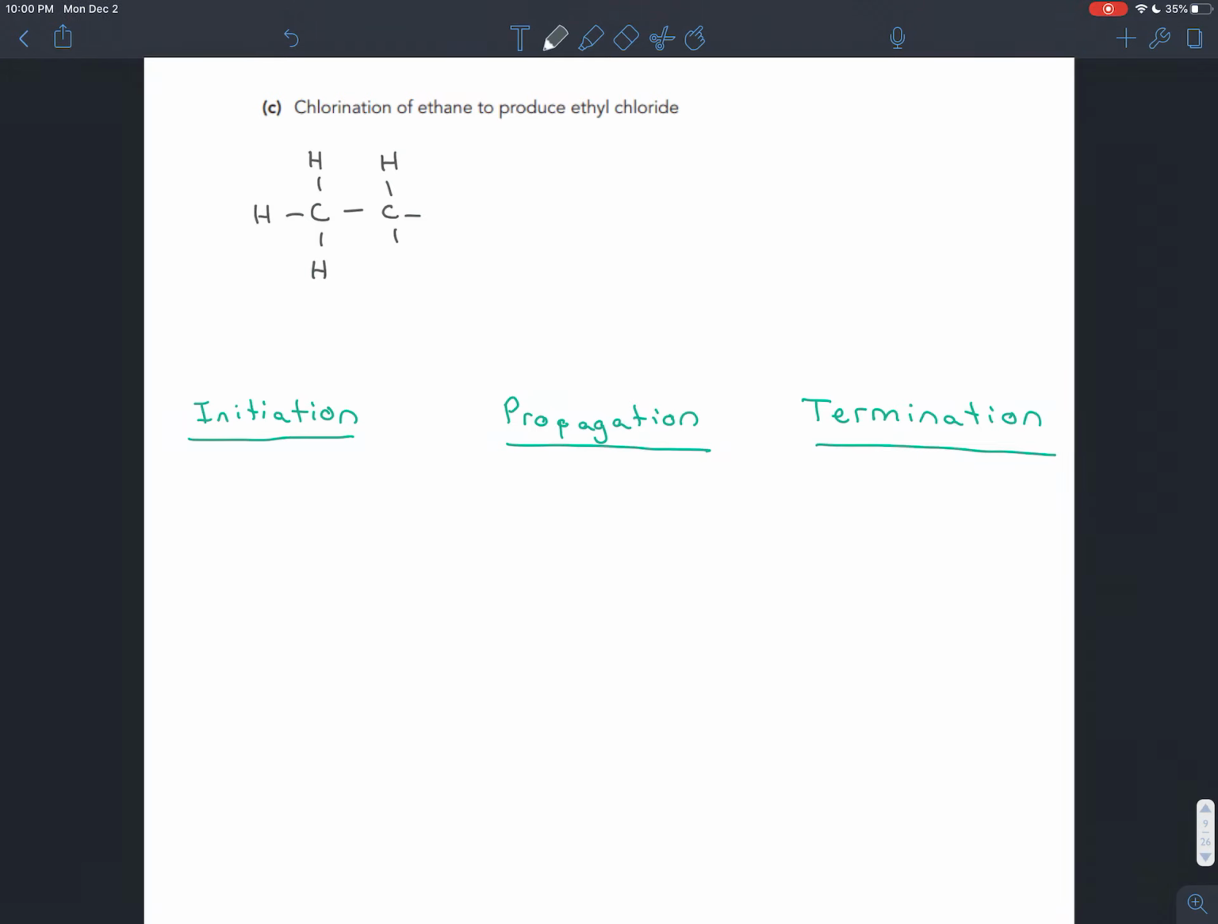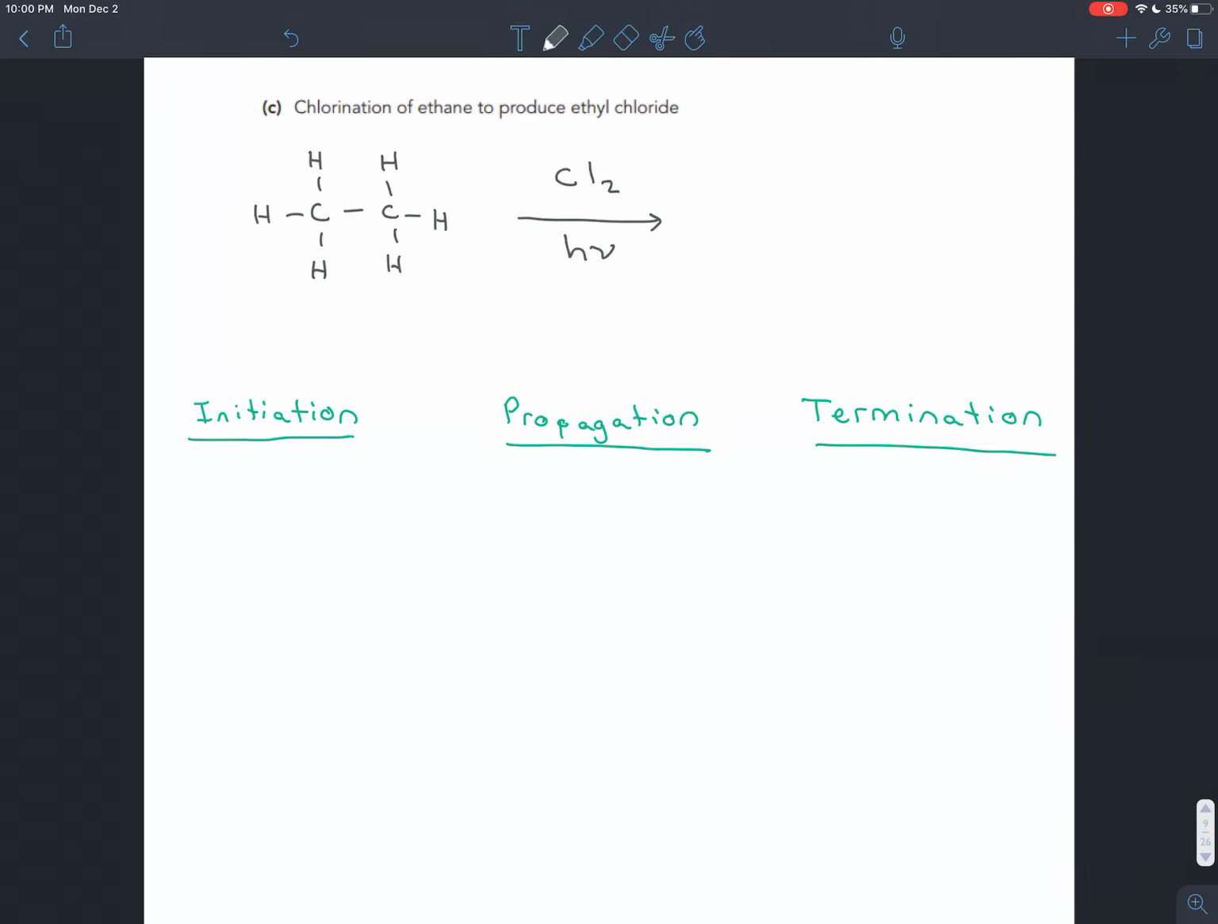Eth prefix means you have 2 carbons. An means you have all single bonds. E means it's a hydrocarbon, ethane. And you want to react it with, do a chlorination, a radical chlorine reaction. So you have molecular chlorine with h nu.